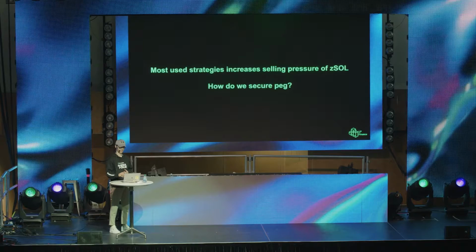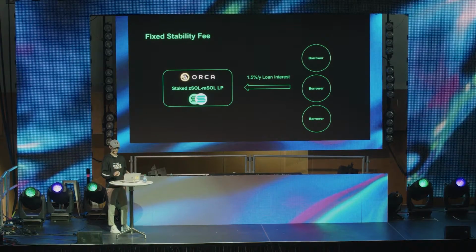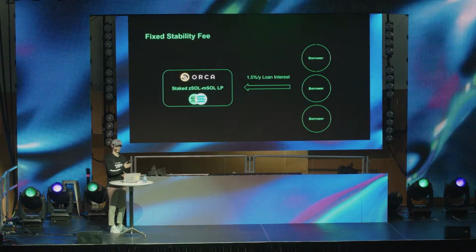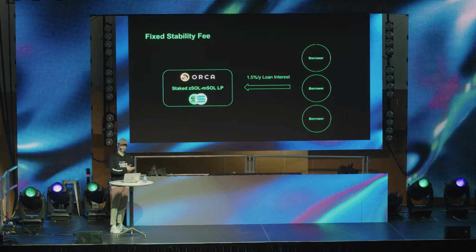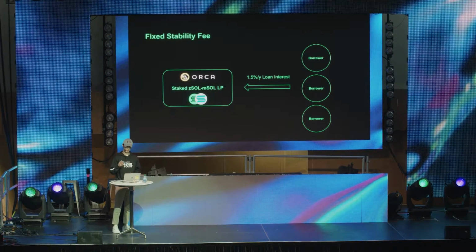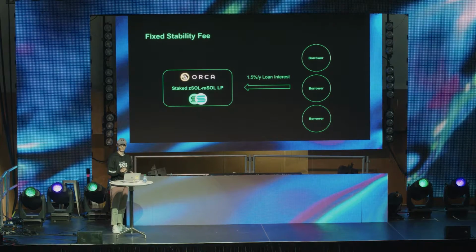So how do we secure peg? As I explained before, we have a fixed stability fee of 1.5%. So normally in lending protocols like Solend or Tulip protocol, the borrowers are paying interest rates to lenders to encourage them to provide liquidity which borrowers can use. In this case, we don't have a lender. The protocol is minting new synthetics. So we have to incentivize the guys who are stabilizing the price of ZSOL, and that's the liquidity providers.